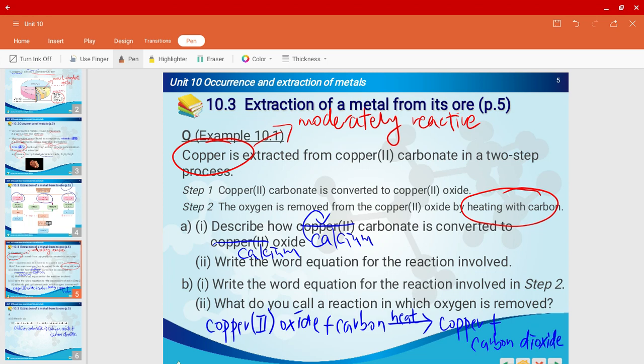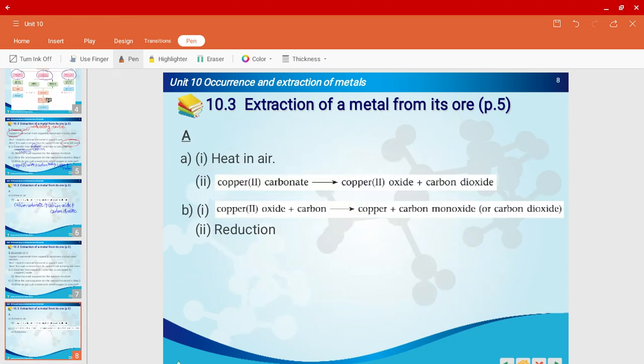So I'm using the word equation that I've taught you for method 2. I'm just applying it over here. So let's have a look at the answer. Copper 2 oxide plus carbon, you get copper plus carbon dioxide. You can ignore the carbon monoxide for now. Just look at carbon dioxide.